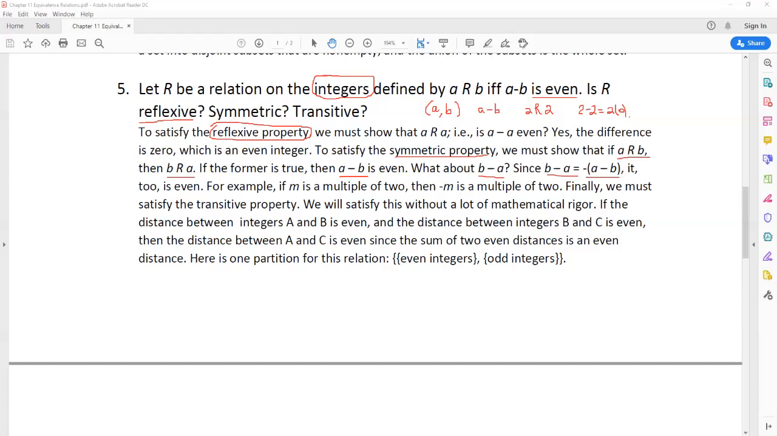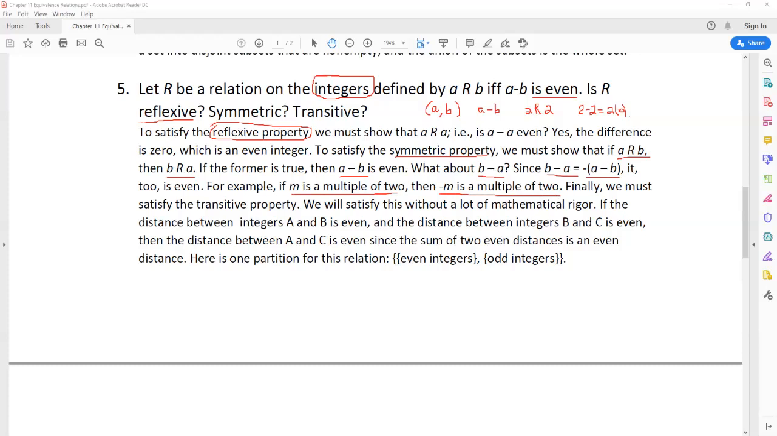For example, if m is a multiple of 2, in other words, if m is even, then negative m is a multiple of 2. So we have just shown that this relation is symmetric for any ordered pair A, B.